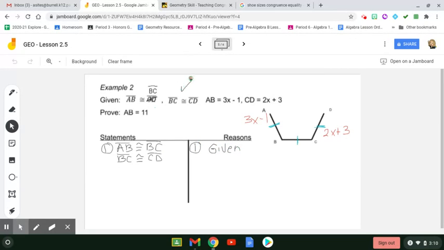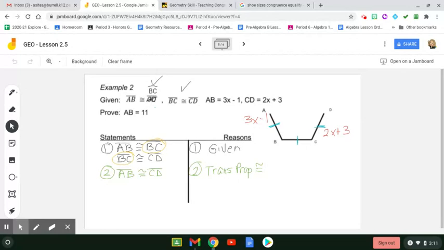So I use this one and I use this one. Okay, right off the bat, I see something that's being copied. I see this and I see this. So I'm going to make another statement by cutting out that middleman. I'm going to say that segment AB is congruent to segment CD. And since I cut out that middleman, and we're talking about congruence, I'm going to say that's the transitive property of congruence.